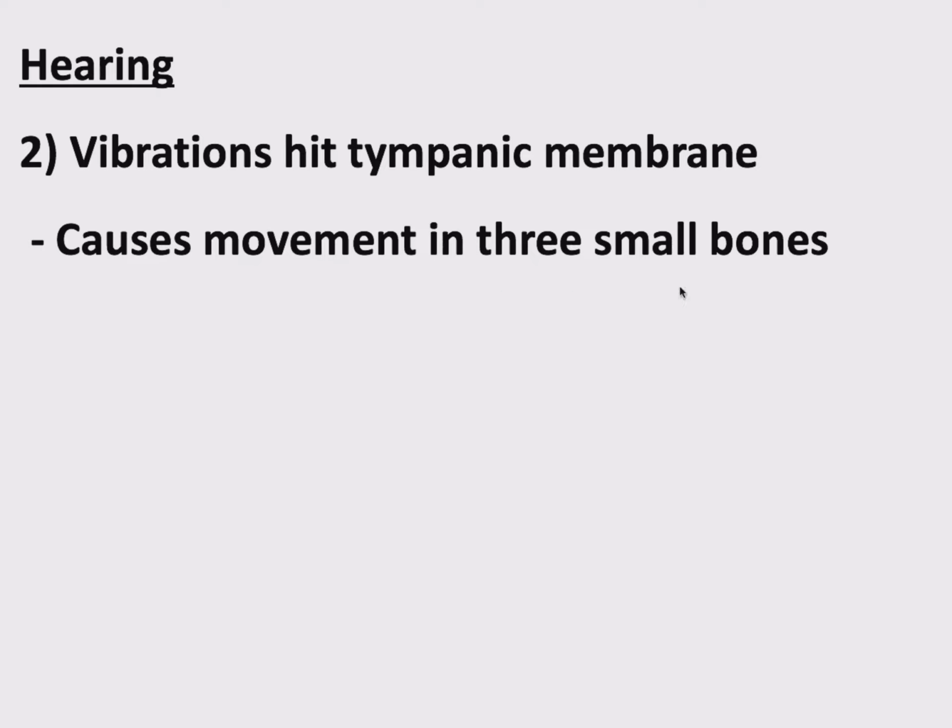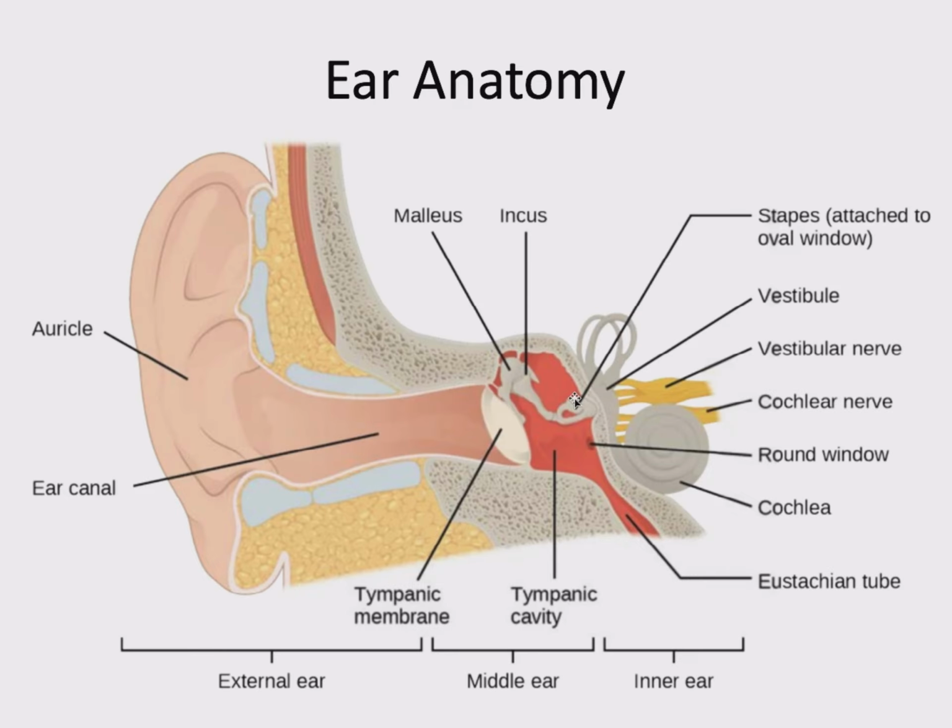I don't even need you to memorize the names. Just three small bones is all I'm going to say. So from here, the last of these three bones is going to vibrate against a structure called the oval window. So this area is called the middle ear. So we went from the outer ear, or the external ear, to the middle ear.